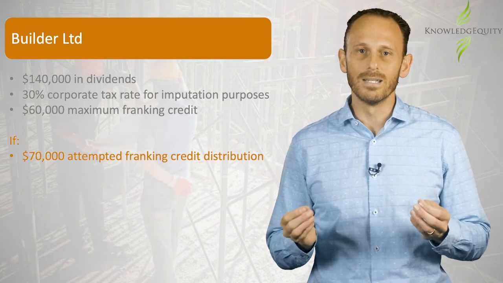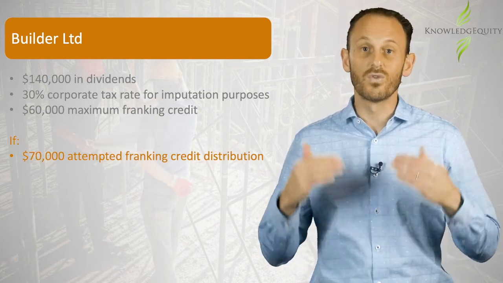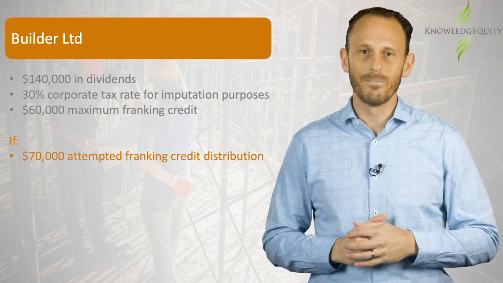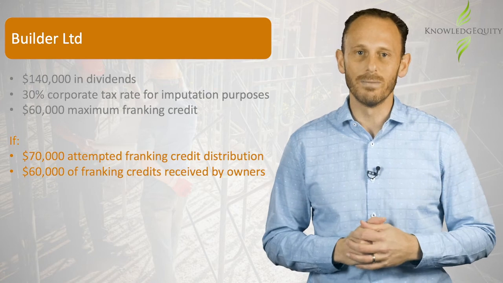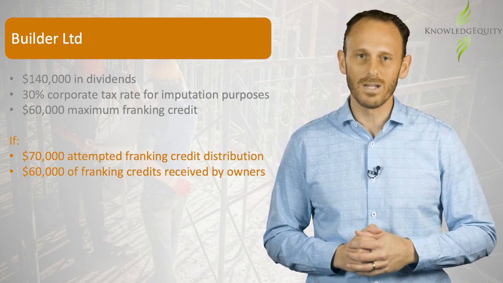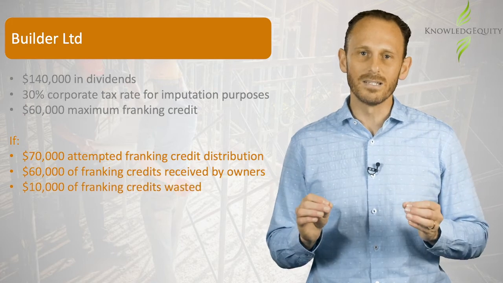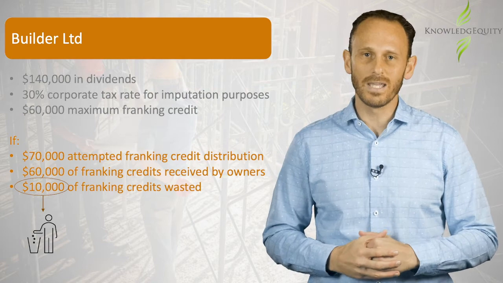If Builder Limited attempted to distribute $70,000 of franking credits, which is greater than the maximum franking credit, then the shareholders would only benefit as if Builder Limited had distributed the maximum amount of $60,000 worth of franking credits. In such an instance, the company has effectively wasted $10,000 of franking credits.